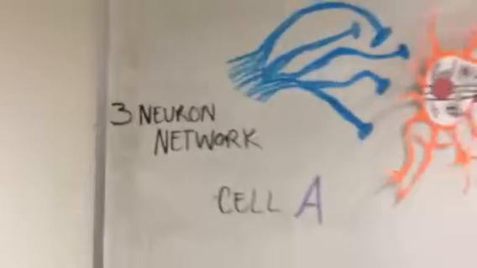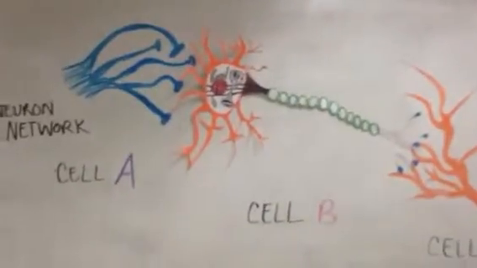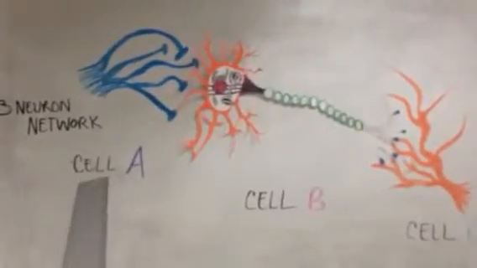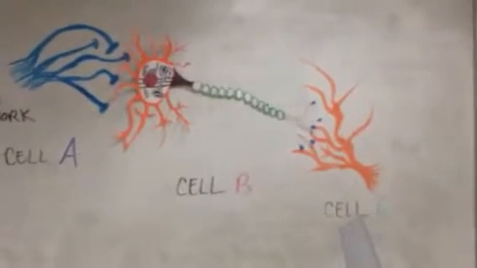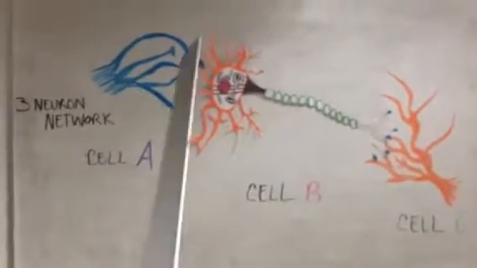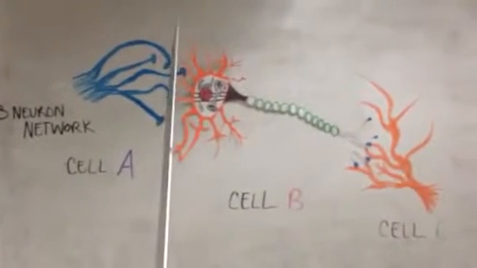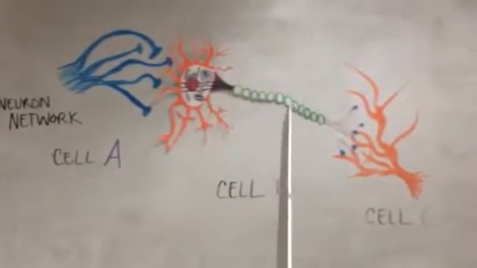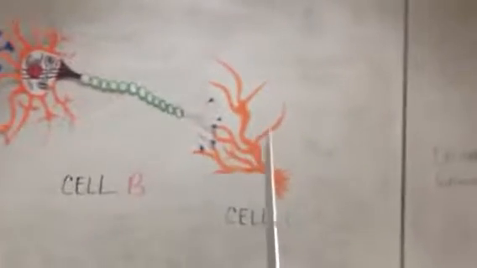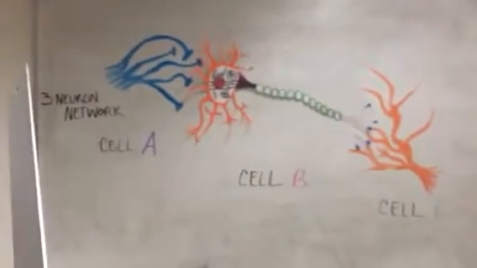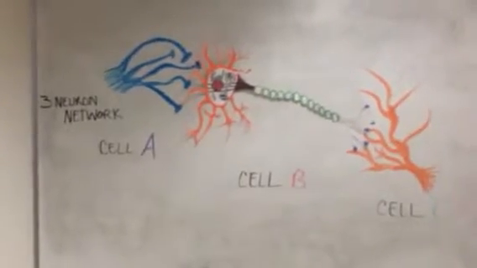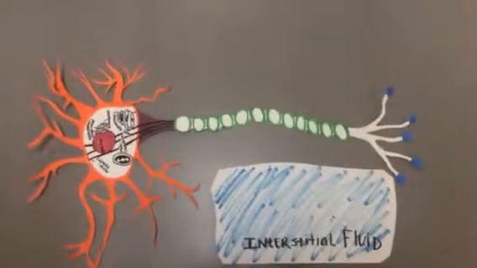With the 3-neuron network, which is simply 3 neurons, let's call this cell A, cell B, and cell C. Basically, cell A, which is right here, sends to cell B, which sends to cell C. And there we have it, folks. The event.